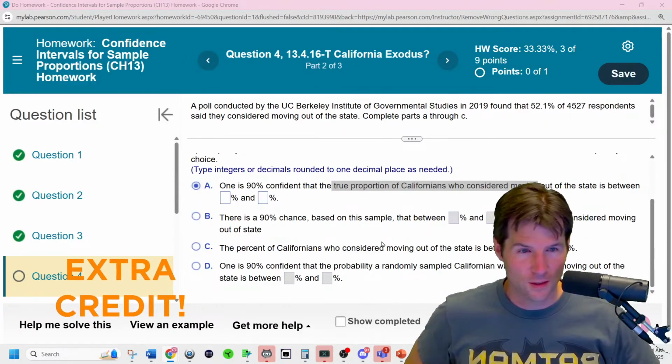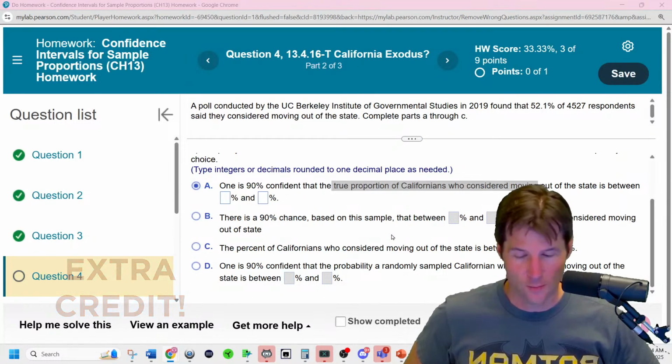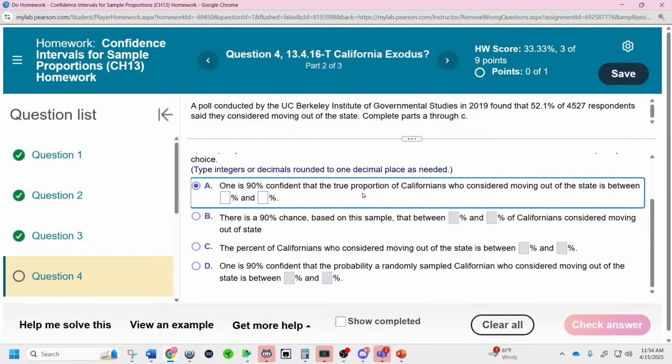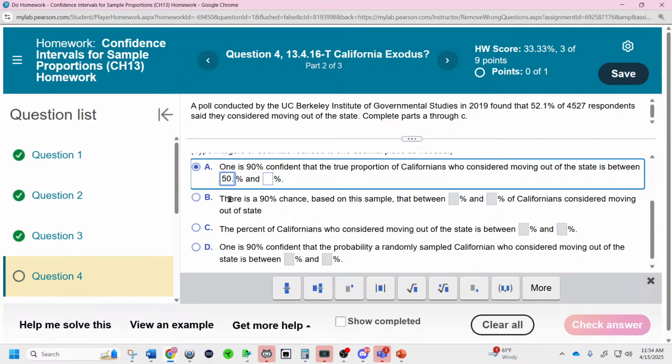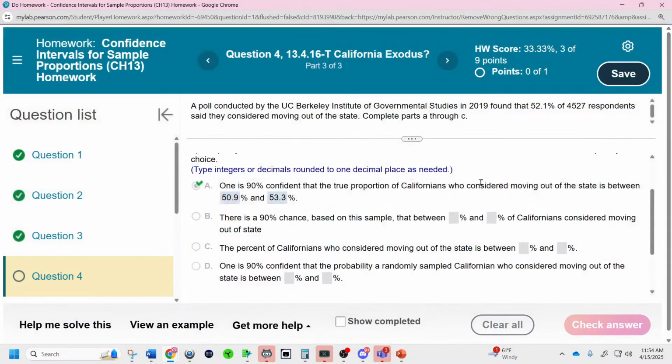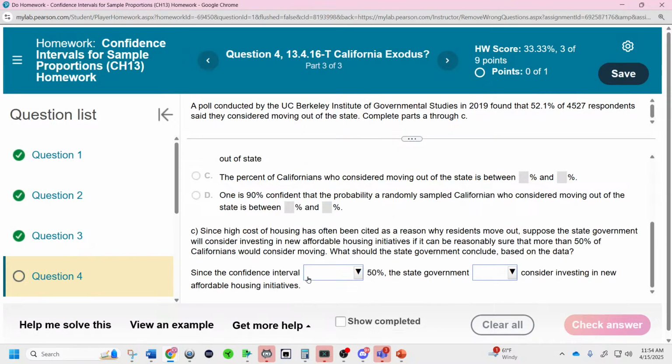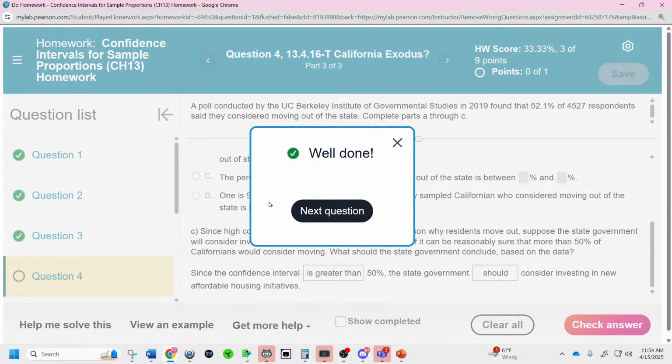So one is, yes, they should consider it because we have evidence to believe more than 50% are moving out. Nice job, Nancy. One is 95% confident the true proportion of Californians who plan to move out of state is contained in the interval 50.9 to 53.3. It's not about the random sample, because we're trying to estimate the true proportion. Notice how this says the true proportion. And since the interval is entirely above 50%, we should consider it, because we have evidence that more than 50% are moving out.